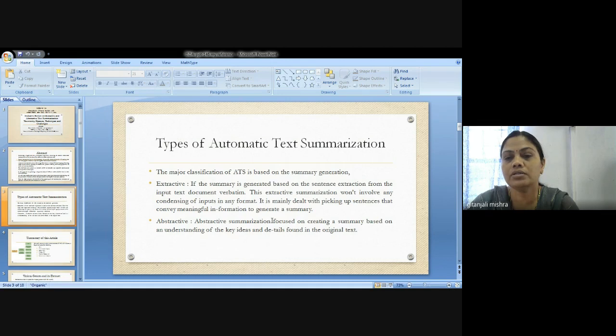Extractive summarization means we are extracting important features or sentences from the input text, and that will be the final output as a summary, which is called extractive summarization. But in abstractive summarization, we are creating a different summary based on the understanding of the key ideas and details found in the original text. So here we are rephrasing the sentences, but it will consider the semantics and the original context of the input document.